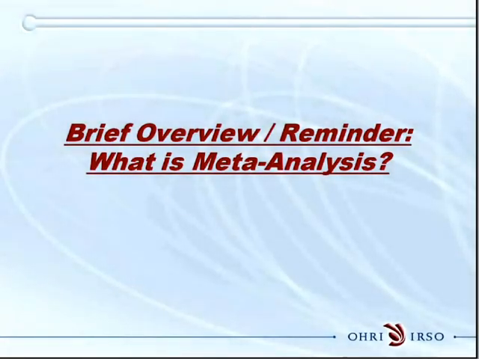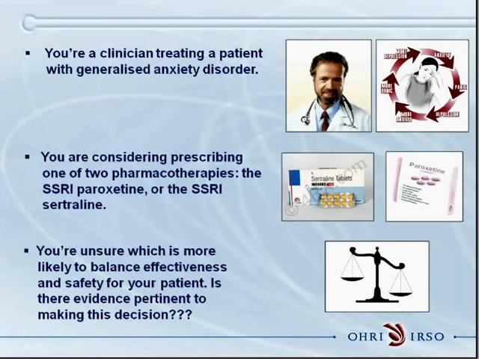To begin, a brief reminder and overview about traditional pairwise meta-analysis, just to set the scene. I'd like to motivate this reminder by thinking about an example. Imagine you're a clinician with a patient diagnosed with generalized anxiety disorder, a very challenging condition, with cycles of anxiety, panic, and depression, and certainly very challenging for patients to deal with. You're considering recommending treatment with one of two pharmacotherapies: an SSRI drug called paroxetine, or another SSRI called sertraline.